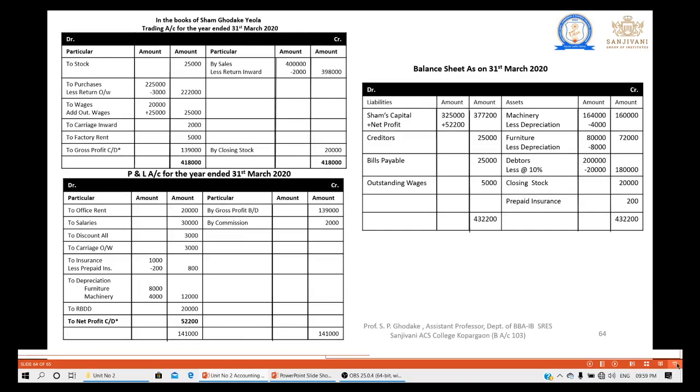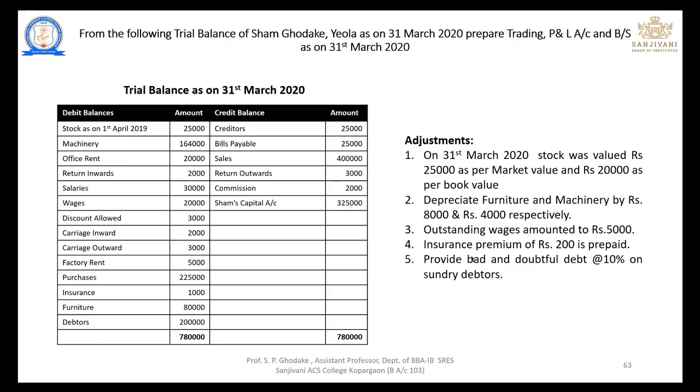So today we'll stop here, and this will be the end of unit number 2 of the subject business accounting. In the next session, we'll see the third unit of business accounting, that is bank reconciliation statement. Thank you.